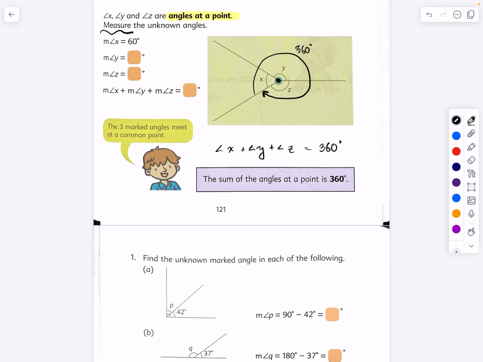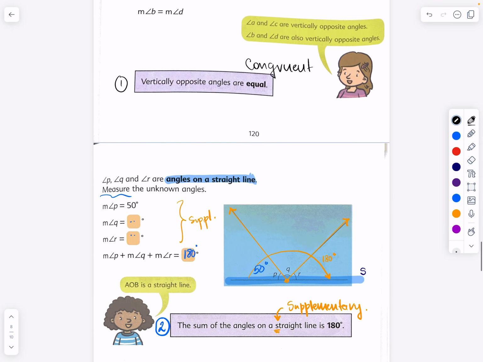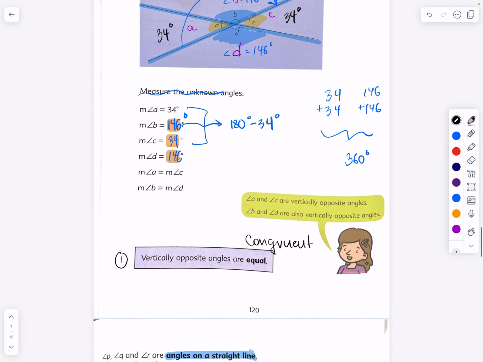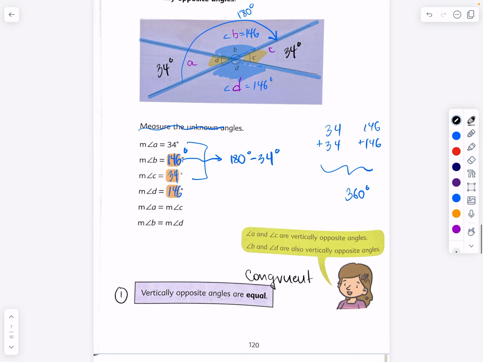Again, it says to measure the unknown angles. First, we have to label what we know. This is 60 degrees, and I do hope that you will be able to measure, and they must add up to 360 degrees. This is our theorem number 3. Again, let's review the important theorems. Theorem number 1, vertically opposite angles are equal.